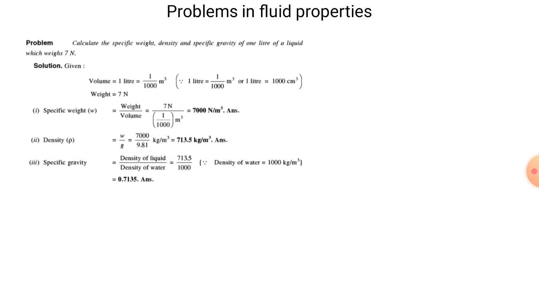The second one, density, rho. Density is specific weight divided by gravity. So specific weight is equal to 7000 divided by gravity, which is 9.81, giving 713.5 kg per meter cube. The third one, specific gravity. Specific gravity is density of liquid divided by density of water. So density of liquid is equal to 713.5 divided by density of water, which is 1000. Therefore the answer is 0.7135.